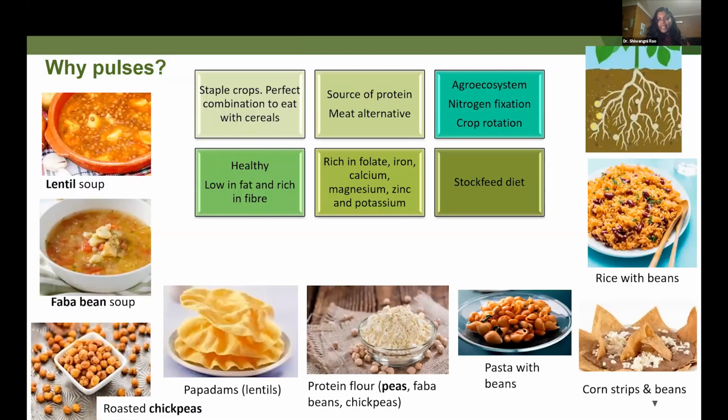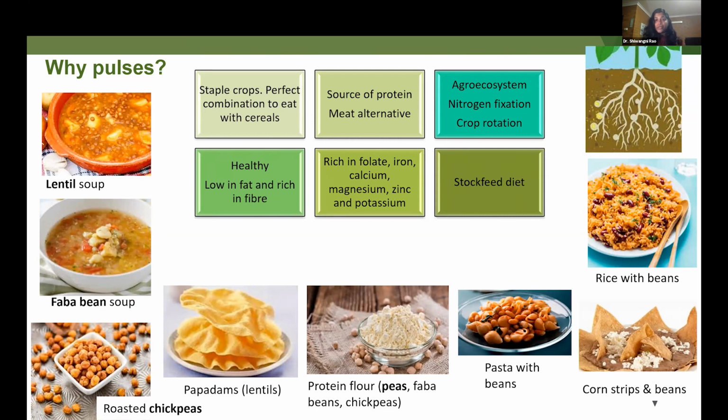So a bit more on the introduction. Why pulses? Basically because pulses are a superfood. They have pretty much everything you need in your diet: protein, fiber, folate, iron, calcium. They're low in fat, and they're not only good for human food, but also for stock feed. Apart from that, they're great for the agricultural system because pulses fix nitrogen into the soil, so a cereal crop after a pulse crop benefits a lot from this.